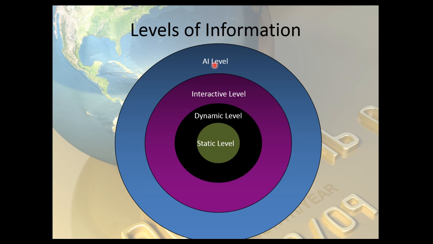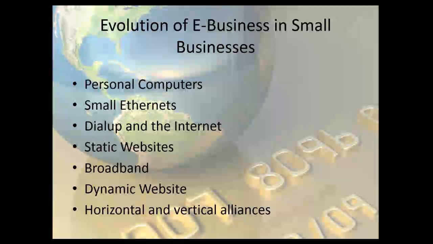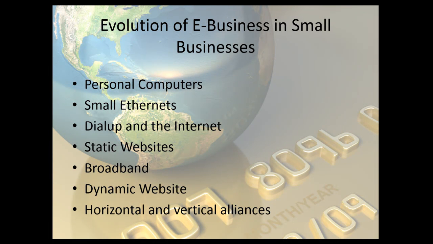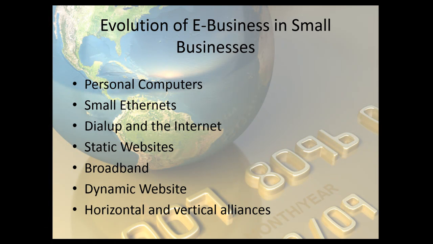And this is really how the internet is layered right now, or a website can be layered. Then there's the evolution of e-business in a small business. The reason I put this on is it's a great way to really understand how technology evolved, and how technology evolved in the overall sense, meaning how is this stuff incorporated.